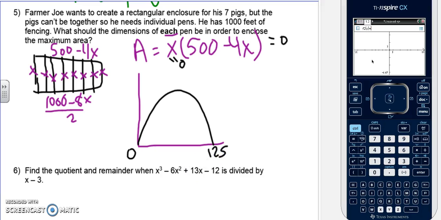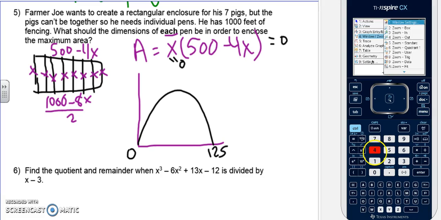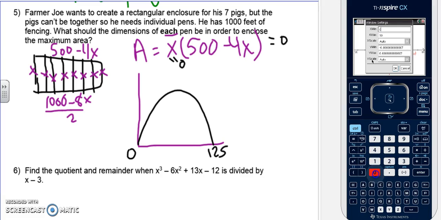All right, so I'm going to pull up my calculator. We got to type in x times parentheses 500 minus 4x. Okay, don't forget that times symbol. For some reason, it doesn't work otherwise. All right, now I got to change my window. So menu, window settings, 0 to 125. Those are my x numbers.